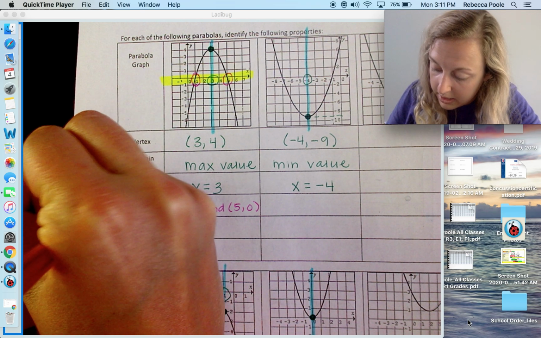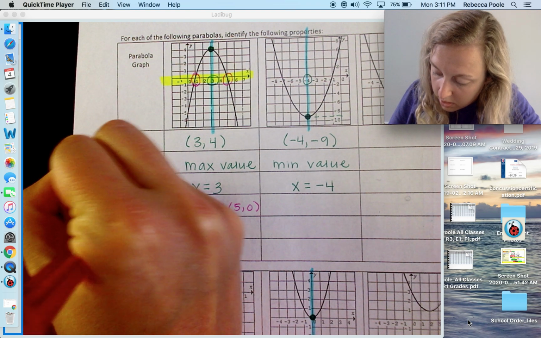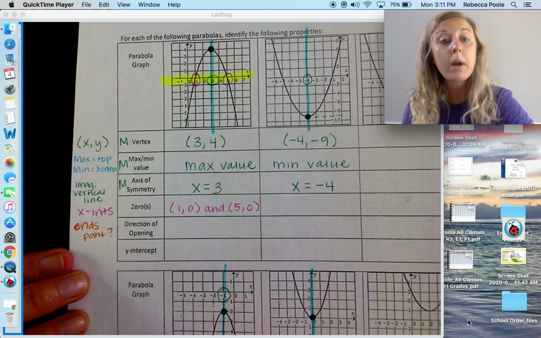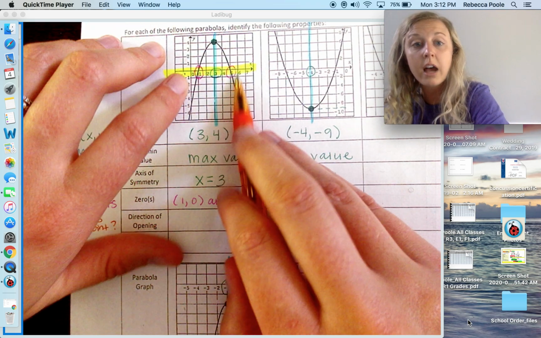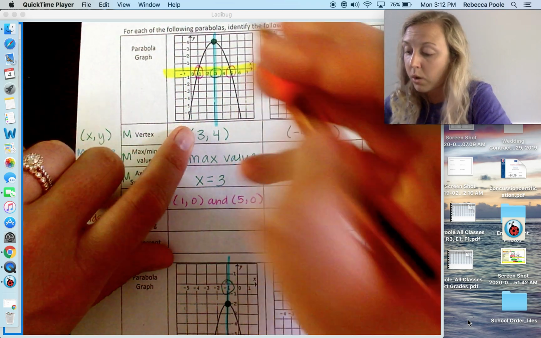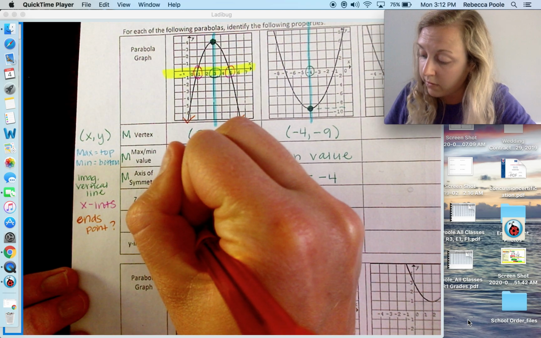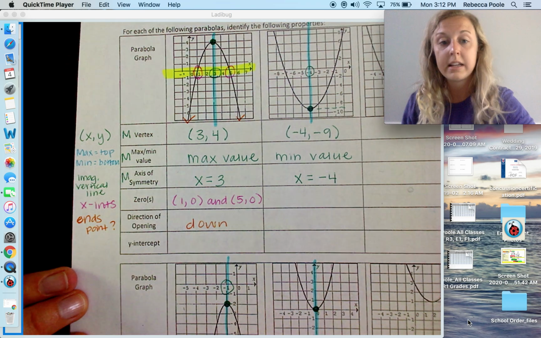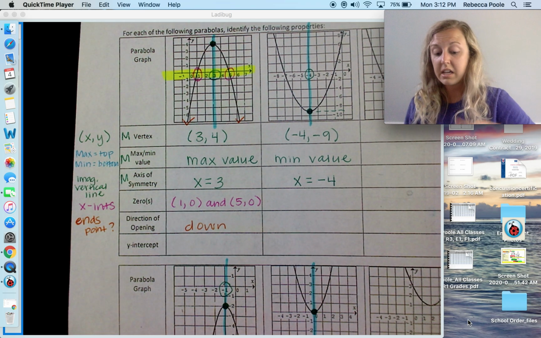Let me get a pen that works. Come on, buddy. Ends point question mark. So where do the ends point? Okay, look at this parabola. The vertex is at the top, but where do the ends of it point? Each of these is pointing down. So direction of opening, this one opens down. Does that make sense? All right, that's the easy part.